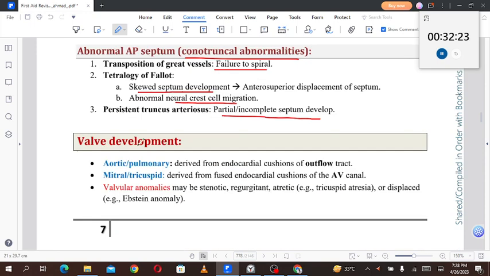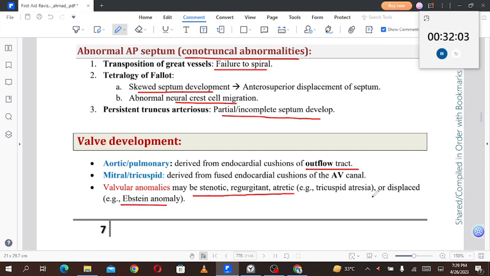Okay, then we'll talk about valve development. Aortic and pulmonary valves are derived from the endocardial cushion of the outflow tract. Mitral and tricuspid valves are derived from the fused endocardial cushion of the AV canal. The valvular anomalies may be stenotic, regurgitant, or atretic, for example, tricuspid atresia, or displaced, that is seen in the Ebstein anomaly.